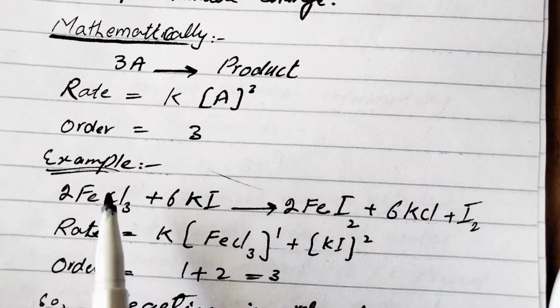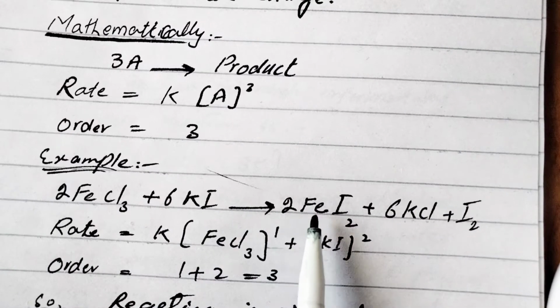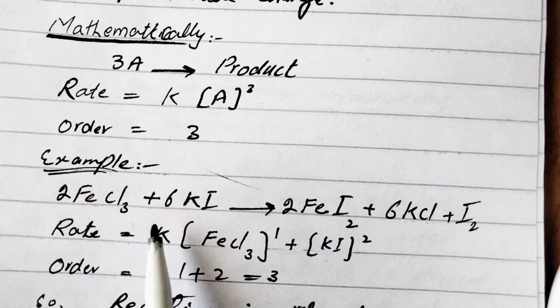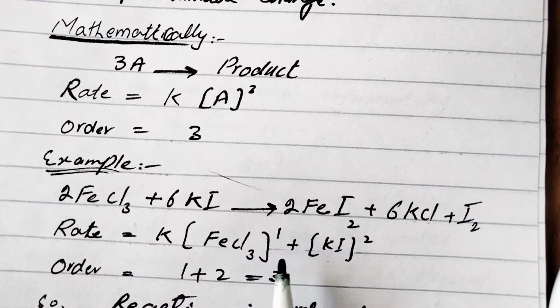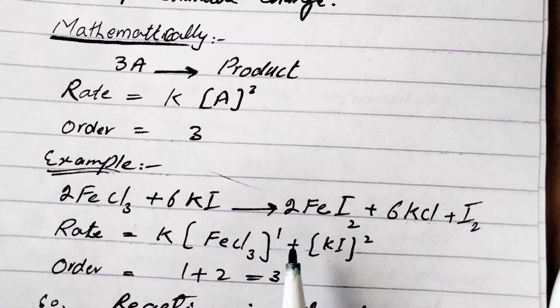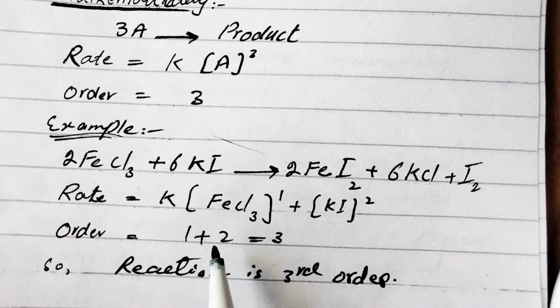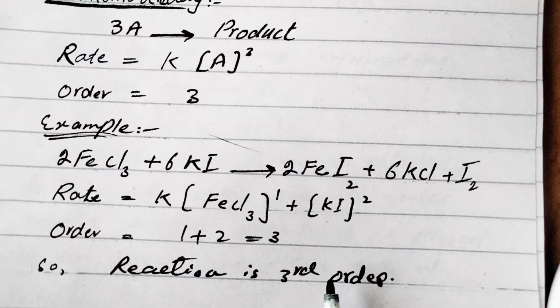Example, FeCl3 plus 6KI changes into FeI2 plus 6KCl plus I2. Rate equation for this: K is the constant value, and 1 molecule of FeCl3 is used plus 2 molecules of KI are used. Order of reaction, 1 plus 2 is equal to 3. So the reaction is third order.